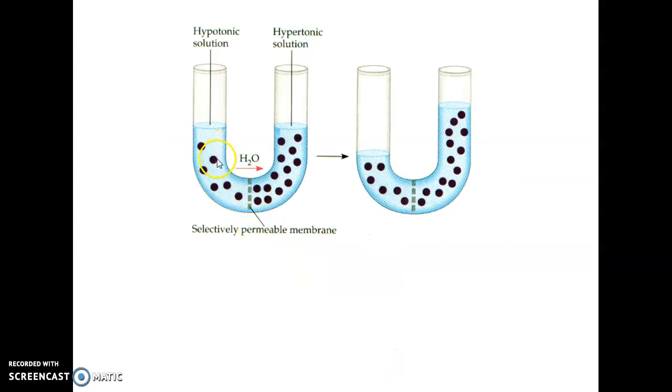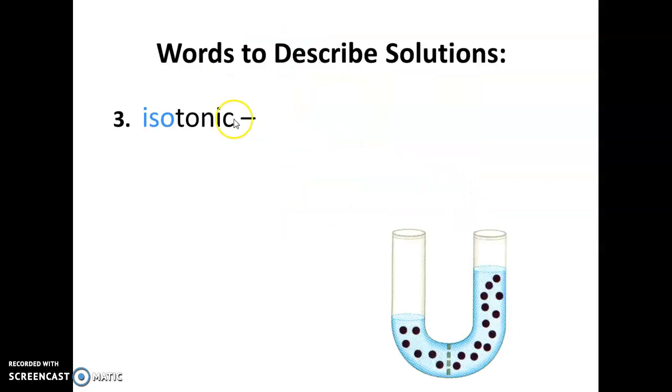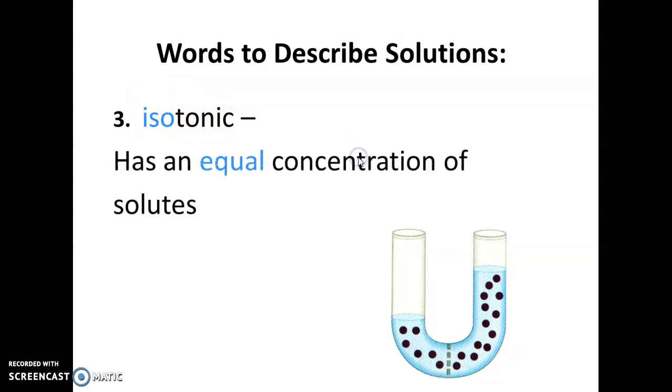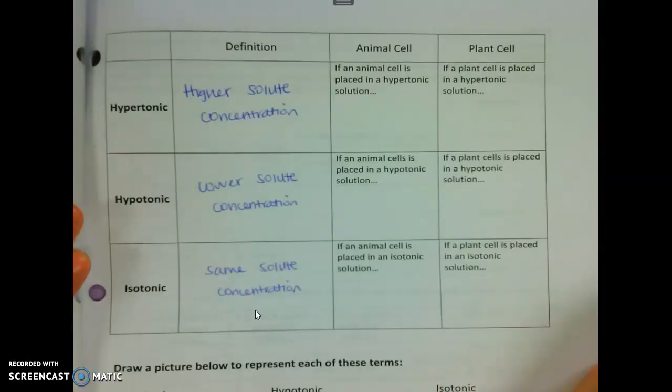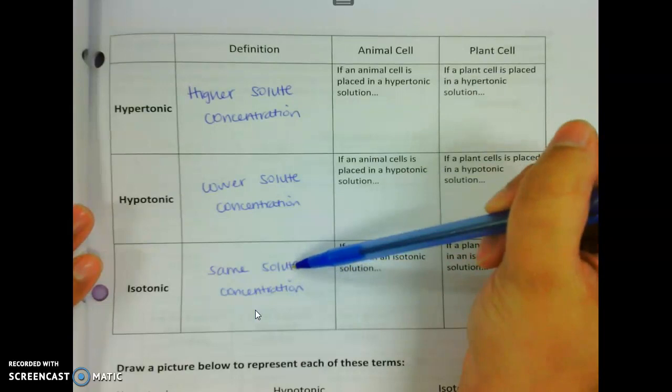Now, the water molecules are going to scooch over to achieve equilibrium, so now we have an equal concentration on both sides. We call that isotonic. Isotonic means there's an equal concentration on both sides of the membrane. I went ahead and switched over to the DocCam just so we can all fill in this chart together. You should already have these definitions filled in.